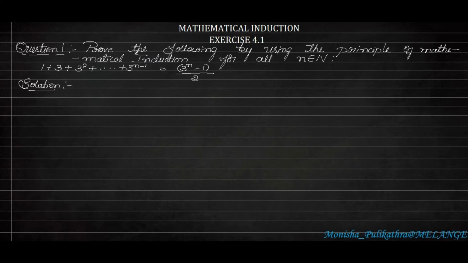So here the question is, prove the following by using the principle of mathematical induction for all n belongs to N, where capital N is the set of natural numbers. The statement is 1 plus 3 plus 3 square plus etc. up to 3 to the power of n minus 1, and we have to prove that LHS is equal to RHS, that is, 3 to the power of n minus 1 divided by 2.